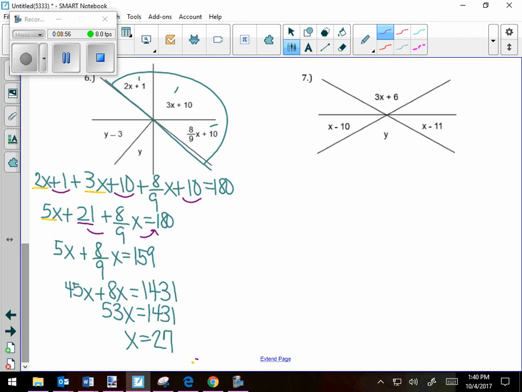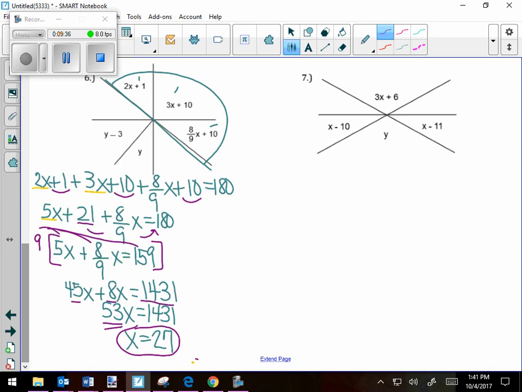I could have written the next line as 5 and 8/9 x, but that's not especially friendly. So what I did is I said I sure would love to get rid of that denominator. I'm going to multiply everything in here by 9. So 9 times 5 gives me 45. 9 times 8/9 gives me 8. 9 times 159 gives me this. I combined the 45 and 8 and got 53, divided by 53, and this is my x value. So the algebra in there was a little sticky. Not terrible, but some of you I know don't like working with those fractions. Best way to clear a fraction is to multiply by the least common denominator.